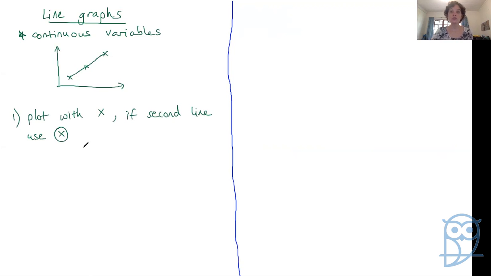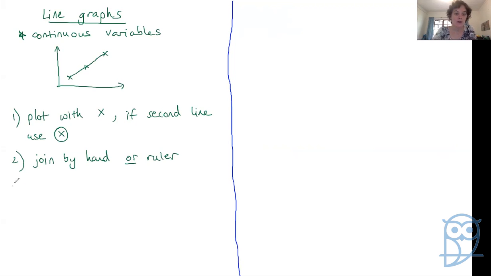You don't use a dot to plot, okay? Next one. You're going to join by hand or ruler. So if it's a straight line, you join with a ruler. If it's a curve, you join it by hand. Okay, we don't want these kind of curves. We want a nice smooth curve.